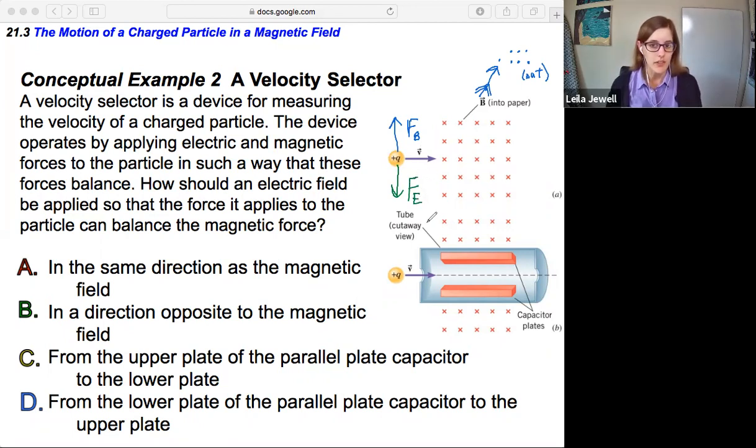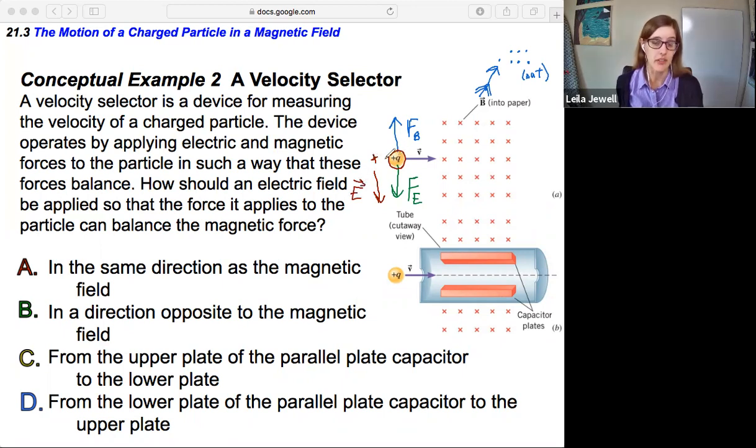Great. Now, for the electric force to go down, what's the direction of the electric field needed? To figure that out, we need to take a look at this charge. Because this charge is positive, that tells us that we want an electric field that is going in the same direction as the electric force.